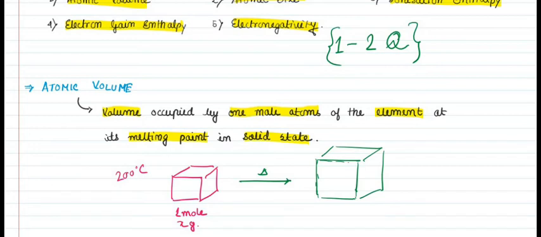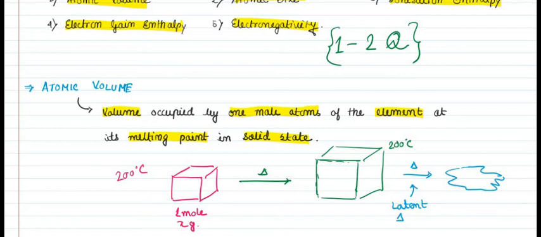Now this has reached 200 degrees Celsius. What will happen if we heat it again? This will take in some latent heat. We have known the latent heat concept in your earlier classes. It will take some latent heat, and then it will melt down. This metal will turn into a liquid.